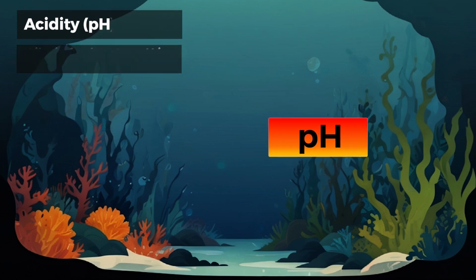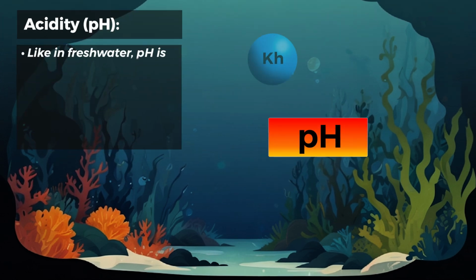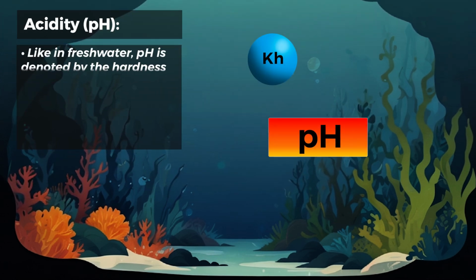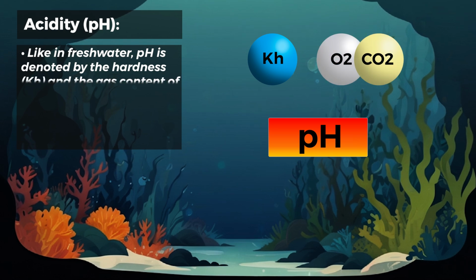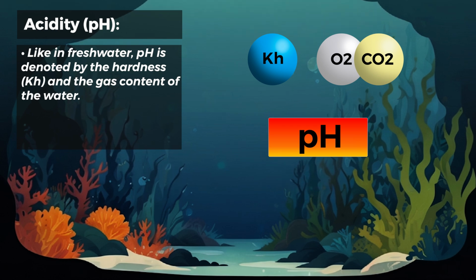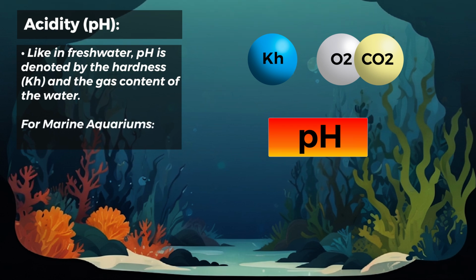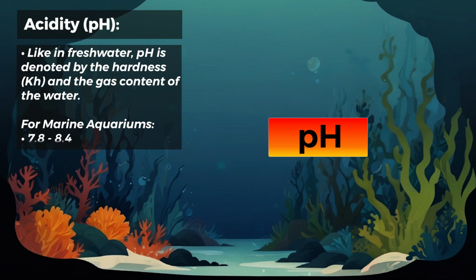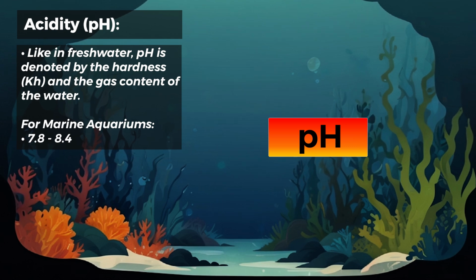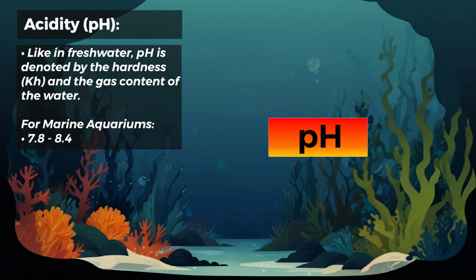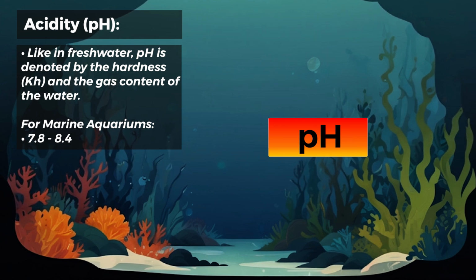pH, again like in freshwater, is denoted by the hardness of the water, in this case alkalinity, and the gas content of the water. With a decent sized protein skimmer, which does a very good job at oxygenating the water, any incorrect pH value is usually due to a drop in alkalinity, which is usually caused by the corals growing. An ideal pH is around 7.8 to 8.4, and this is important because low pH will cause coral stress and poor fish health. To maintain this at the correct range, maintain proper alkalinity dosing and ensure good oxygenation.